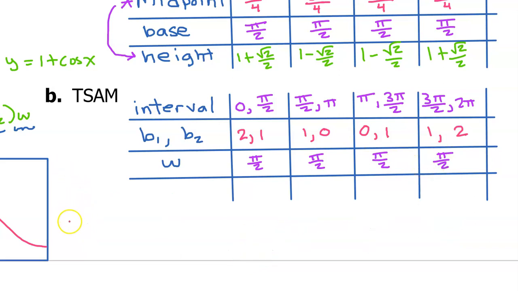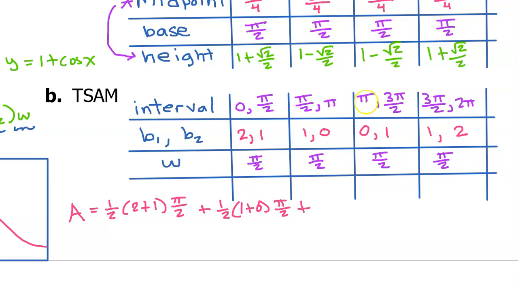Now we're ready to write the Riemann sum by calculating the area of each trapezoid. Remember that the area of a trapezoid is 1/2 base 1 plus base 2 times the width. So see if you can trace where I'm getting this from. 1/2 base 1 plus base 2. For the first interval, base 1 and base 2, that's 2 and 1. And of course the width will always be pi over 2. So that's the area of the first trapezoid. And then the second trapezoid, 1/2 base 1 plus base 2. So 1 plus 0 times that width of pi over 2.